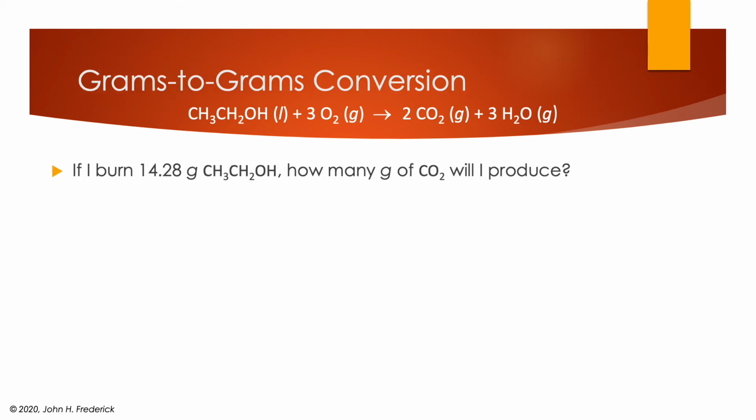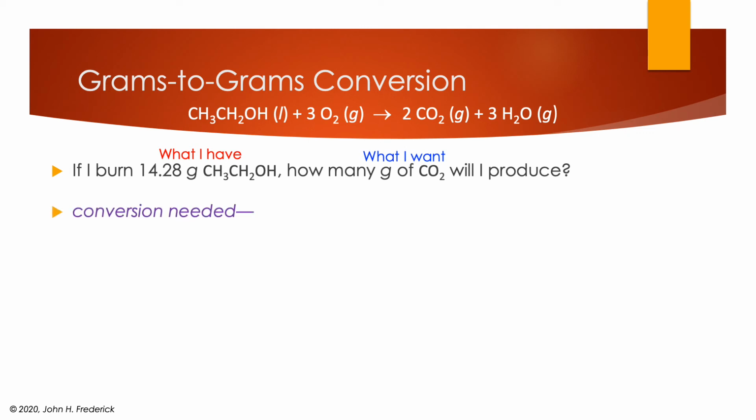Now, our last type of problem is grams to grams, and this is the one that involves the most work because it has 3 conversion factors that we're going to have to put to good work. So now I'm going to suppose that I'm burning 14.28 grams of ethanol, and I want to know how many grams of carbon dioxide I'm going to produce from that. So what I have is the grams of ethanol. What I want is the grams of carbon dioxide.